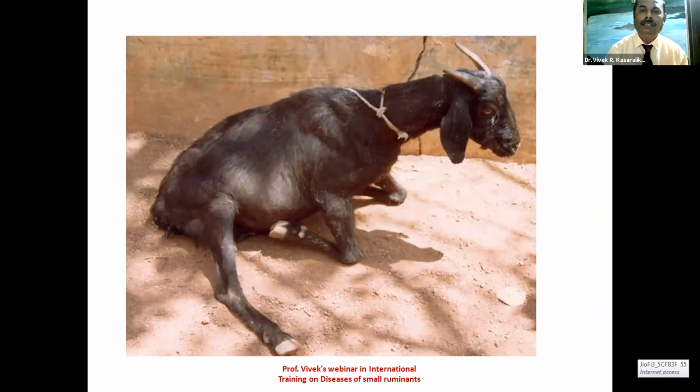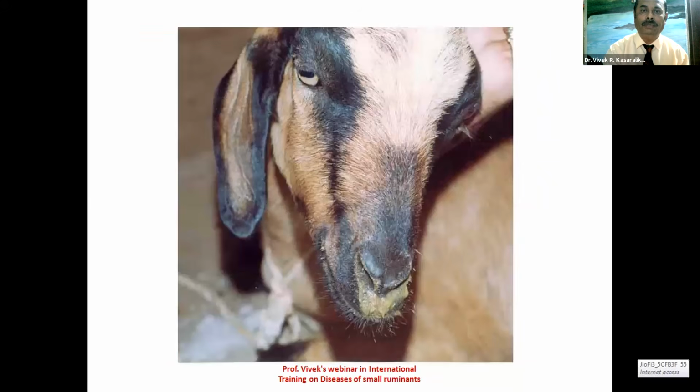Okay. So this inability to stand, distension of abdomen, and ataxia are some of the features associated with lactic acidosis. Here you can see a goat affected with acute ruminal acidosis. You can see the contents are getting regurgitated through the nostrils. So this is also a very distinct feature of acute ruminal lactic acidosis.